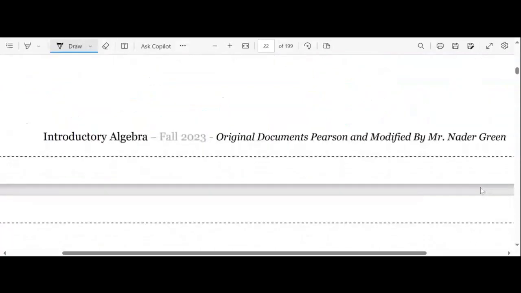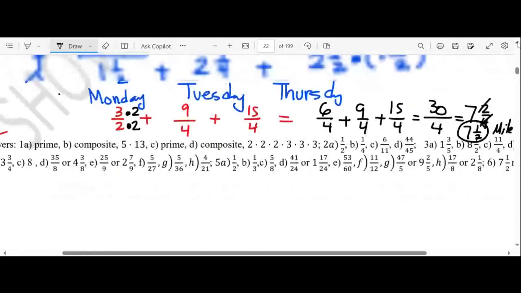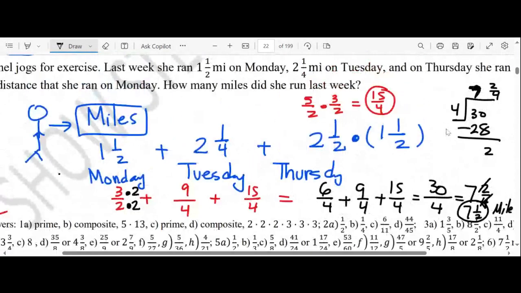Yes. Did you write this down or no? Is this clear or not clear? Is it clear? Yes?